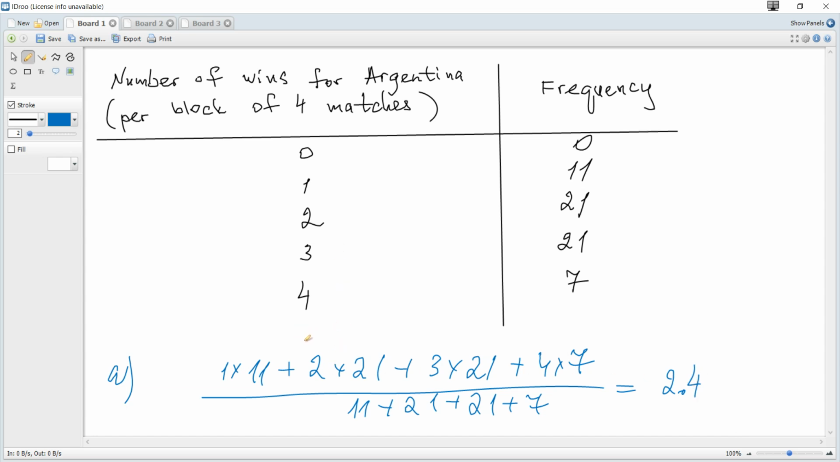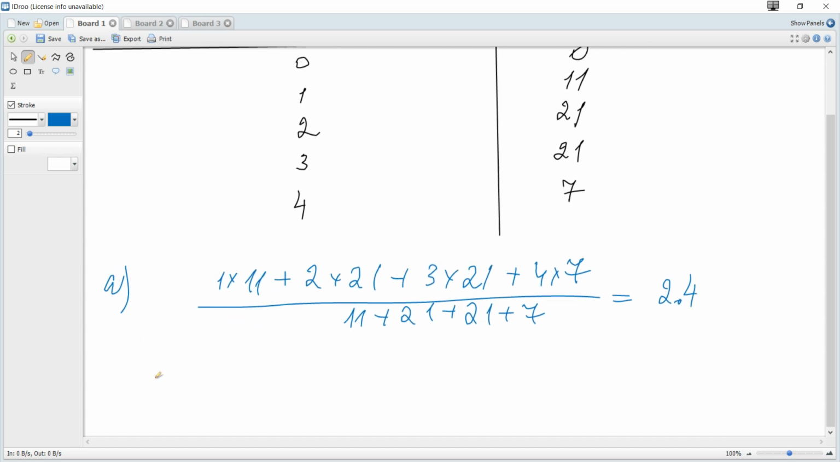Next. Peter thinks that this data can be modeled by a binomial distribution with n is 4, and decides to carry out a chi-squared goodness of fit test. Question B. Use Peter's data to write down an estimate for the probability p for this binomial model.